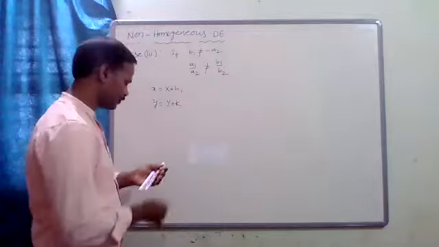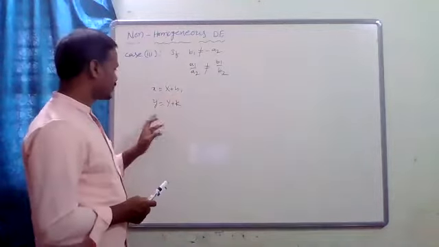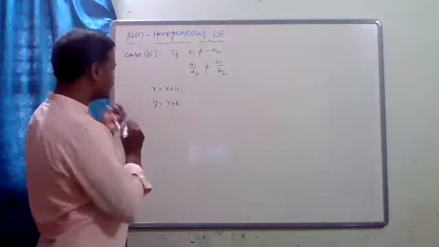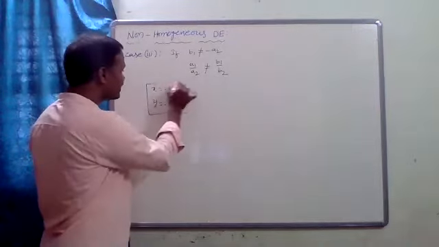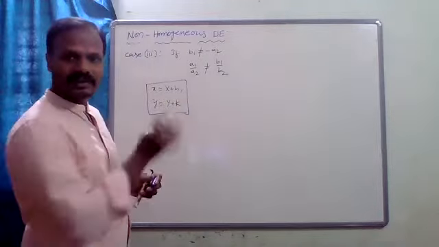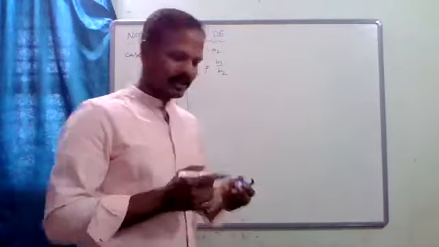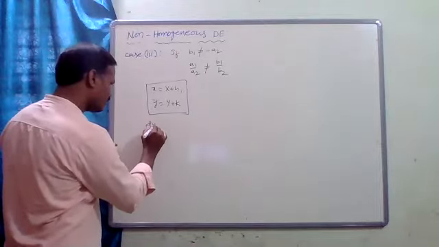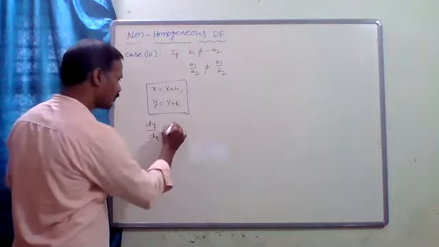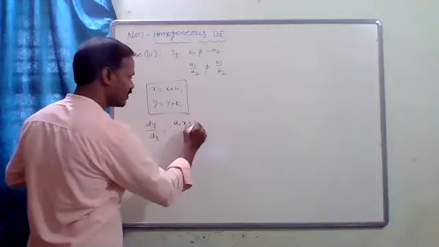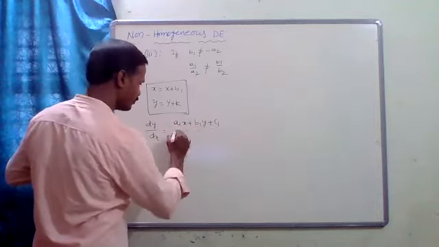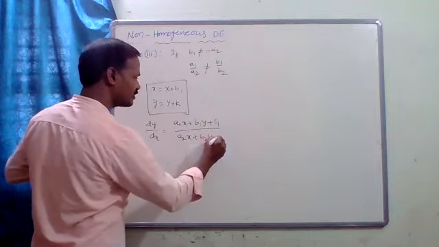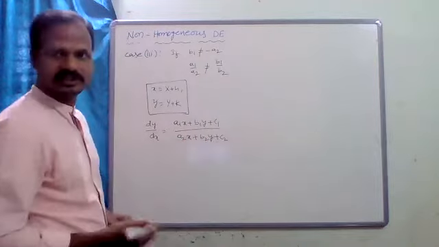Okay, we move. So x equal to capital X plus h, y equal to capital Y plus k. We have to substitute these values in the given differential equation. Now, what is the given differential equation? dy by dx equal to (a1x plus b1y plus c1) by (a2x plus b2y plus c2). So this is the given differential equation which is non-homogeneous.